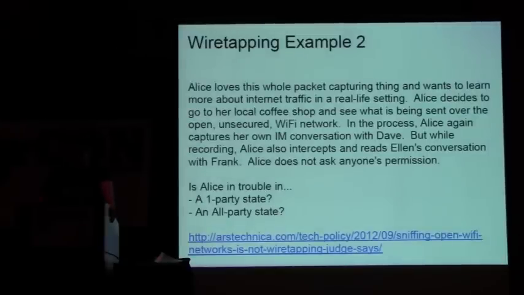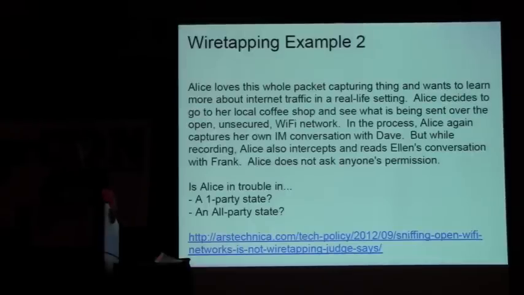Alice loves this whole packet capturing thing. This is great, I can listen to all sorts of people's conversations. Alice decides to go to her local coffee shop and see what's being sent over the unsecured Wi-Fi at the coffee shop. Not that anyone in this room has ever done that. In the process, she again records her conversation with friend Dave, but she also intercepts someone else's IM conversation between Ellen and Frank. Again, she of course doesn't ask anyone's permission to do this.